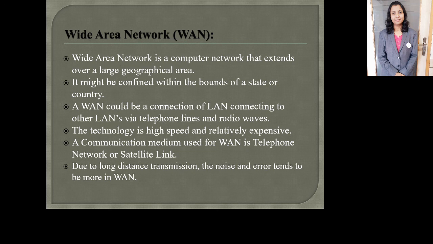The technology is high speed and relatively expensive. The communication medium used for WAN is a telephone network or a satellite link, so because of that it is relatively expensive. Due to long distance transmission, noise and errors tend to be more in WAN. So this is about wide area network.